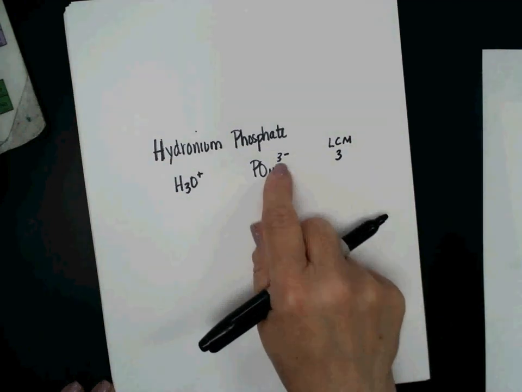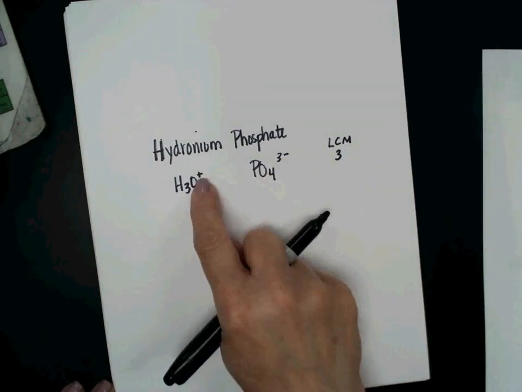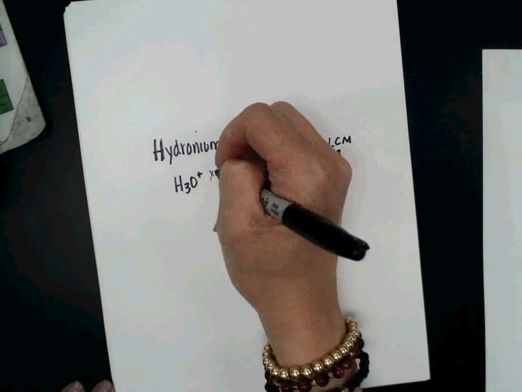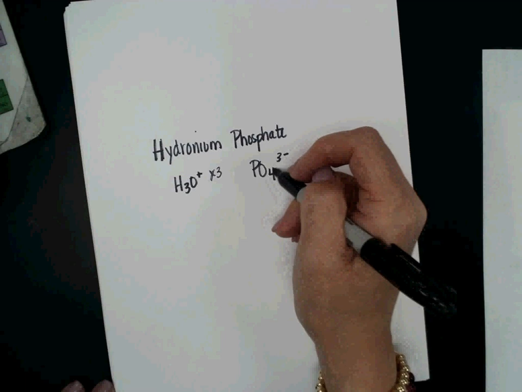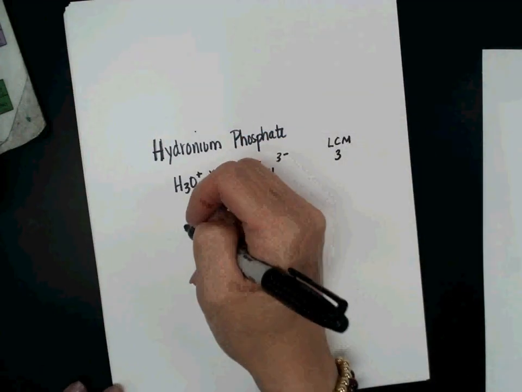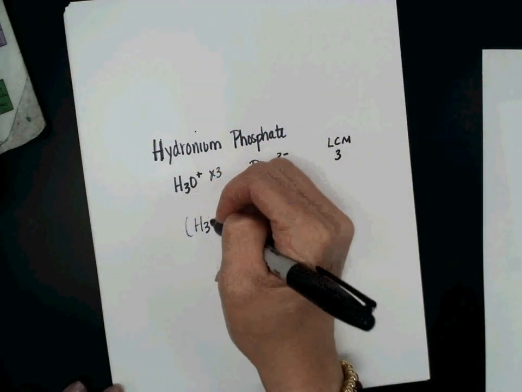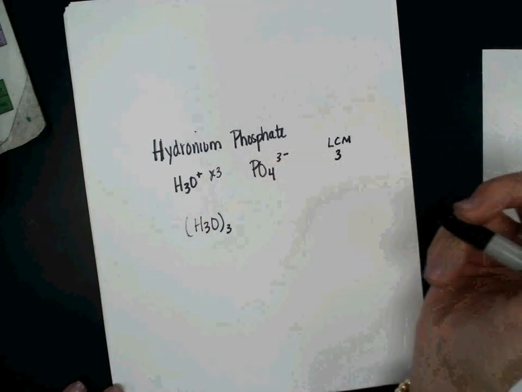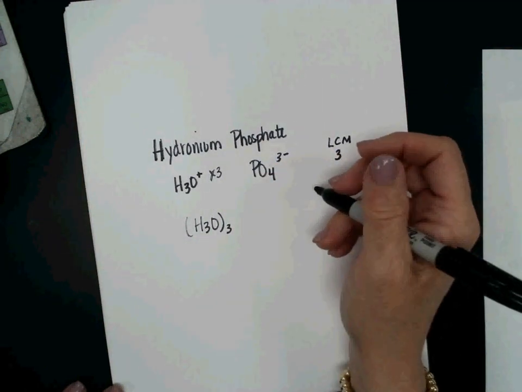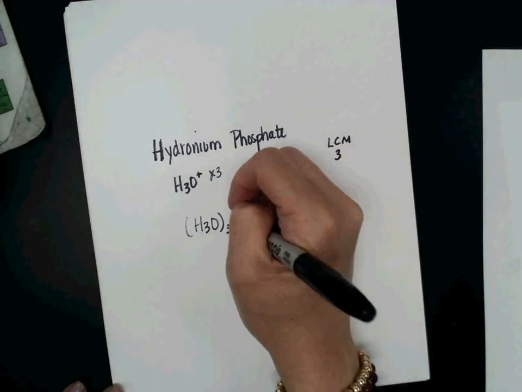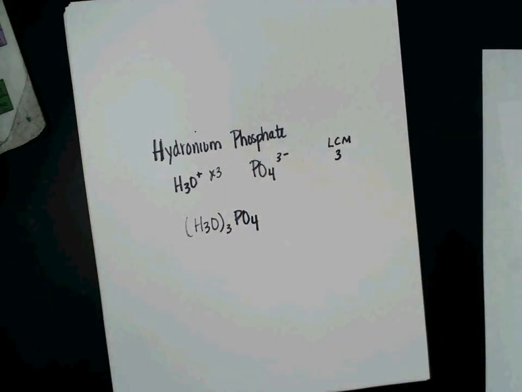So when I look at this, I should be able to tell my lowest common multiple is 3, and then I say to myself, okay, 1 times what equals 3? 3. So I'm going to multiply this by 3, or I can do the old switcheroo. And then I'm going to write H3O 3 times, and then I only need 1 phosphate, right? So I'll write PO4. Now, figure out how many atoms are in that compound and then stand up.